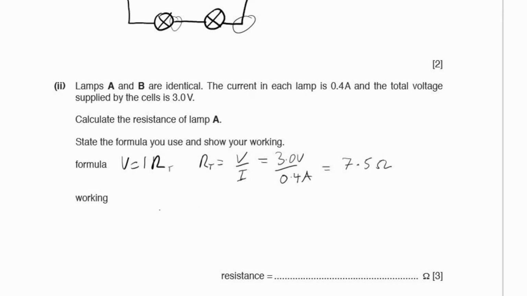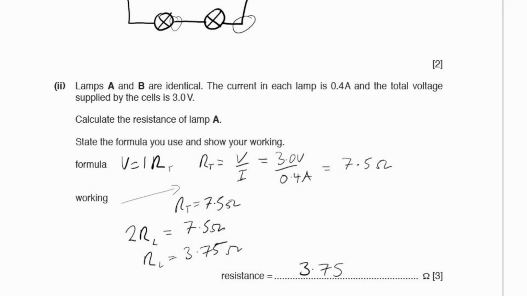There we go. It wanted me to put the working down there, but I should still get the marks for it without any problems. So 7.5 ohms. Now that's for RT. But that's two resistances added together. One for each of the lamps, and they're identical. So we know that 2 times the resistance of each individual lamp is 7.5 ohms. So that means that the resistance of one lamp is 3.75 ohms. It's 1/2 that value. So there we go, resistance 3.75.